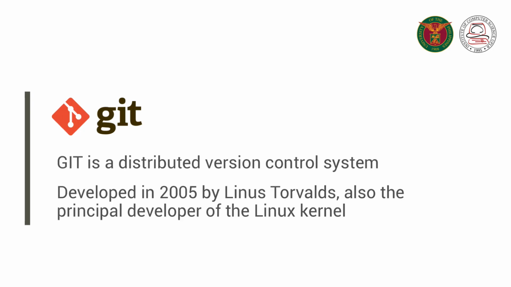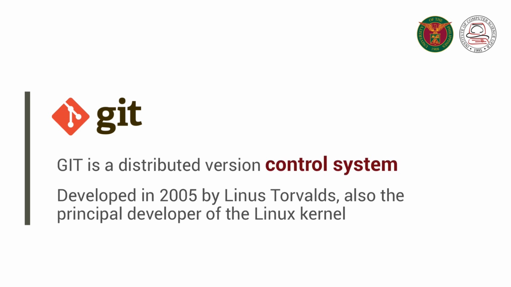Git is an open source distributed version control system. Control system meaning Git stores and keeps track of our files. Version control system meaning Git preserves history. It keeps track of our changes and allows us to conveniently go back to a version if you want to.